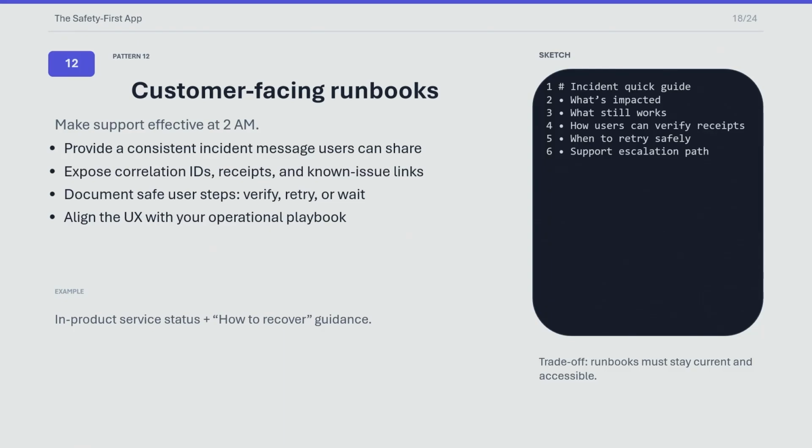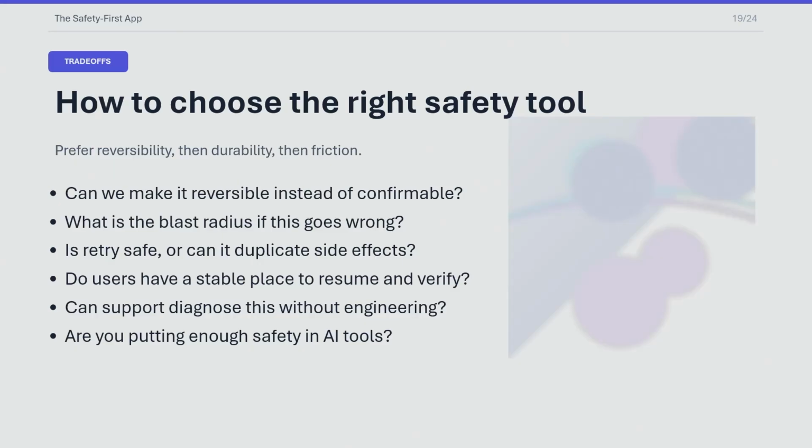And of course, the trade-off of that is you need to continually update your runbooks to ensure that they stay current and accessible. So how do you choose the right safety tool? The preference really is in terms of reversibility, then durability, then friction. Ask yourself questions like, can we make it reversible instead of confirmable? What is the blast radius if this goes wrong? Is retry safe, or can it duplicate side effects? Do users have a stable place to resume and verify? Can support diagnose this without engineering?